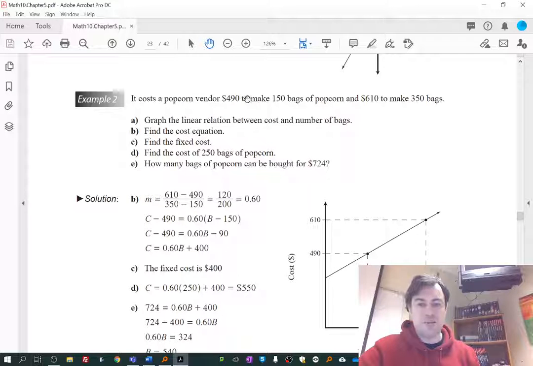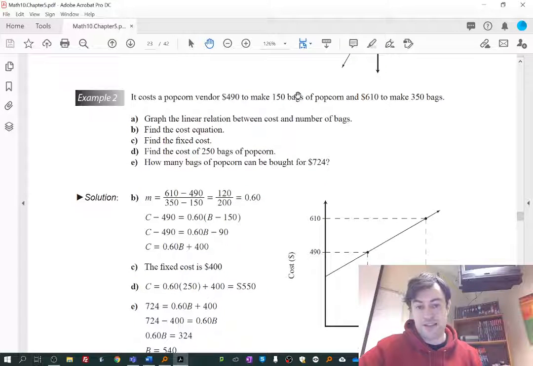We have some information about how it costs a vendor this amount of money to make this many bags of popcorn, and this amount of money to make that many bags of popcorn, and then they're given these tasks to do. So graph the linear relation. If you had to graph this, you could literally just plunk down these points on the graph. The cost is probably based on how many bags you make, so you can control how many bags you make. That makes that your x variable. So you can just plunk those on a graph.